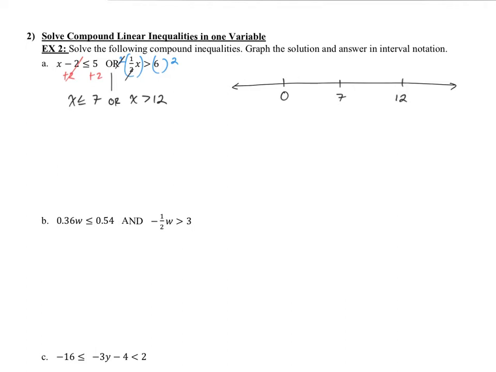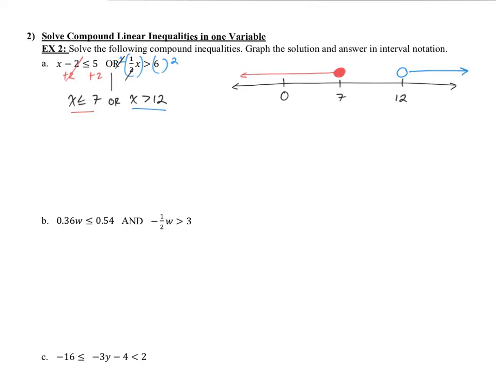Okay, so the first one, I'm going to go ahead and graph it in red. X is less than or equal to 7. So you could go ahead and pause the video and try to graph these two yourself and check with me, or you can follow along. And the next one, let's graph that in blue. X is greater than or equal to 12. Actually, greater than 12.